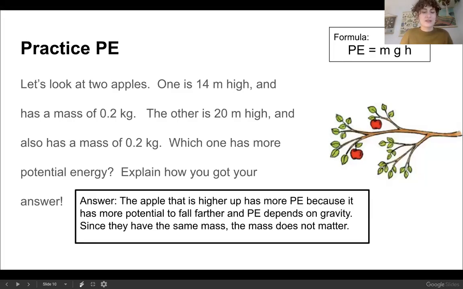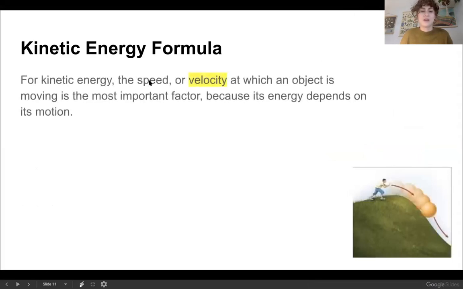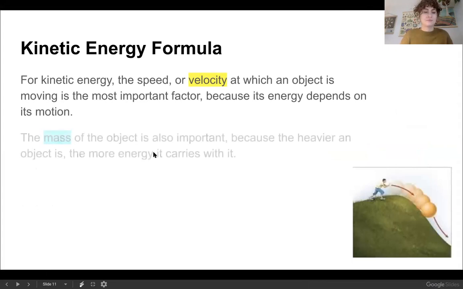All right, I know this lesson's a little longer. Part 2, let's learn about kinetic energy. For kinetic energy, the speed or velocity at which an object is moving is the most important factor because its energy depends on motion. Remember, kinetic is the energy of motion.